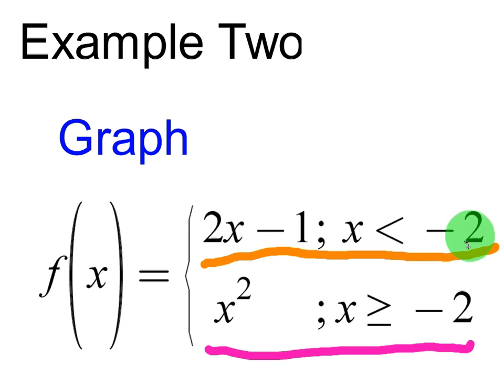Why do I not pick points to the right of negative 2? Because that's not part of my interval. Only x is less than negative 2.